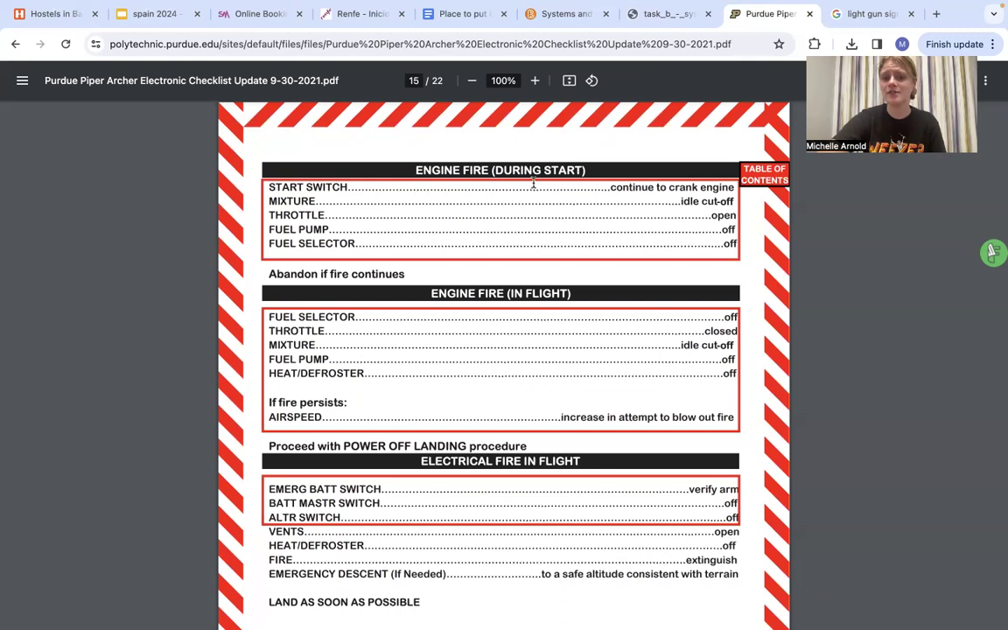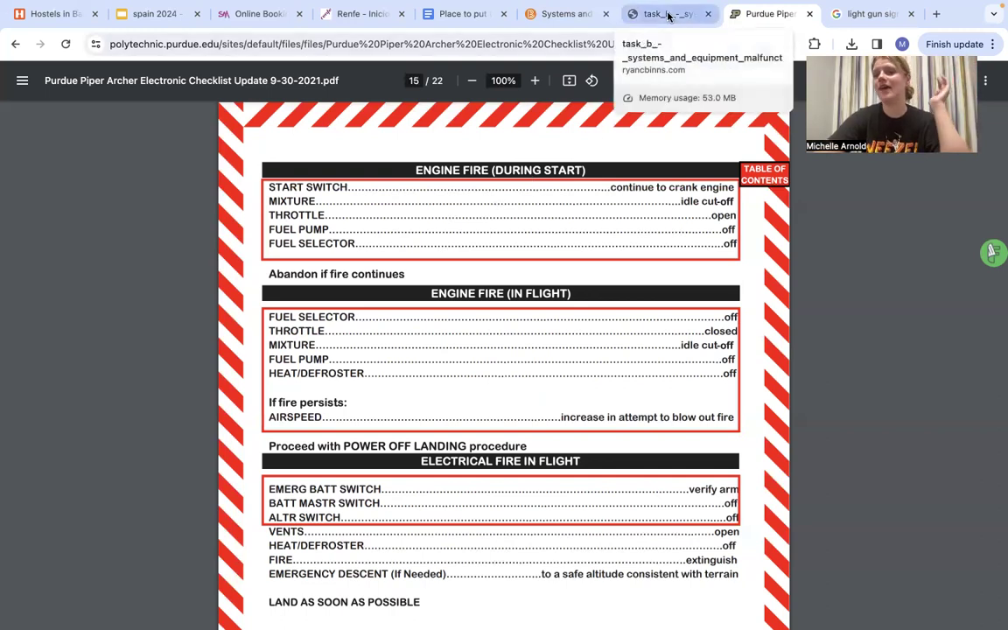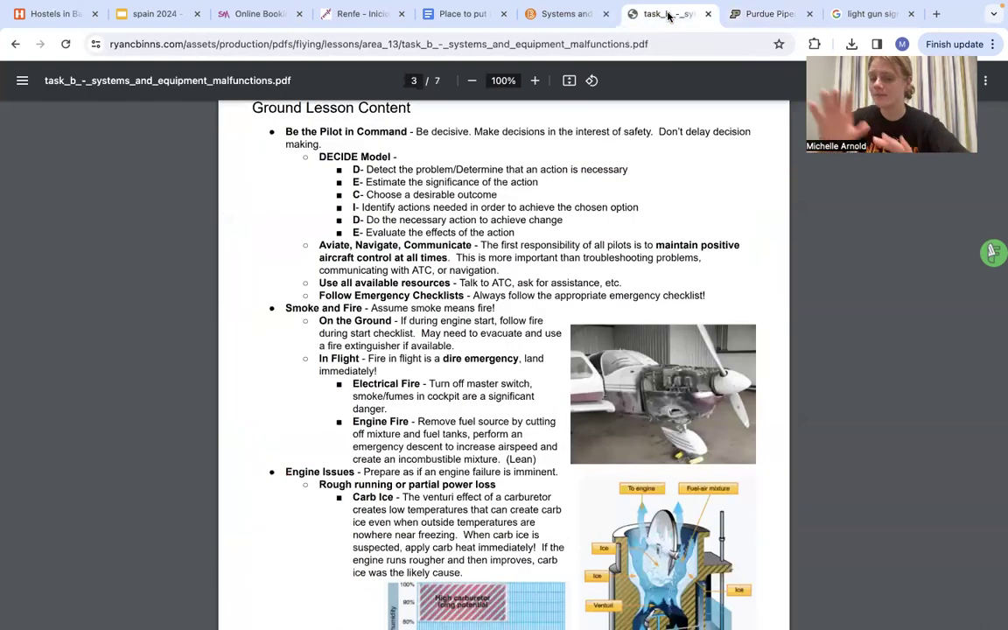So if you have an engine fire during start, you're going to continue cranking the start switch. So the button on the Archers, it's a button, but some planes it's a key. It's going to feel wrong, but you want to continue cranking it. And while you're cranking it, you want to reach for the red lever, the mixture, and you want to pull it all the way back to idle. And you want to have the throttle all the way forward, all the way open, the fuel pump off, and the fuel selector off. And this should hopefully stop the fire. If not, evacuate the plane. You may have to use a fire extinguisher if at all possible.